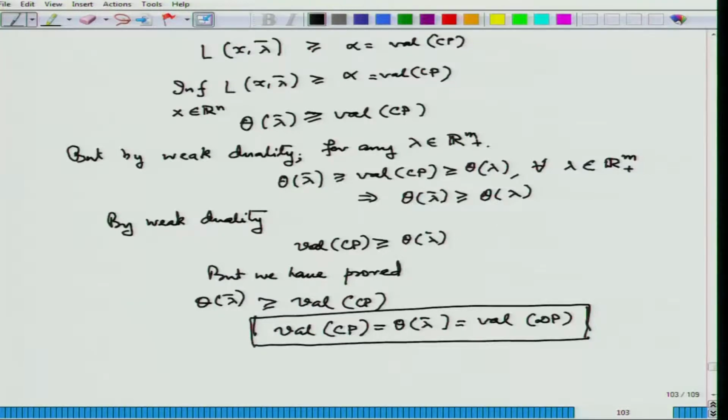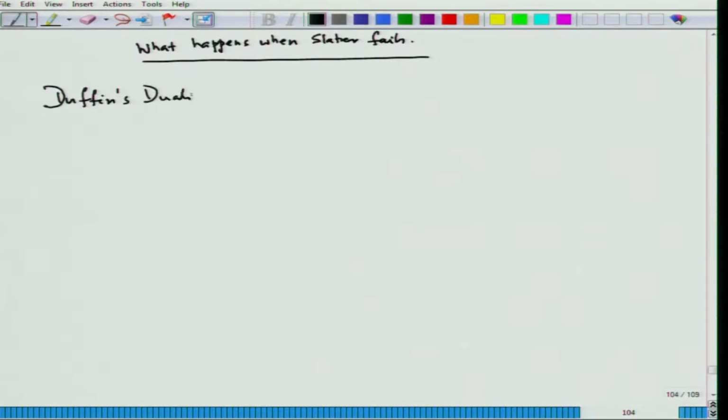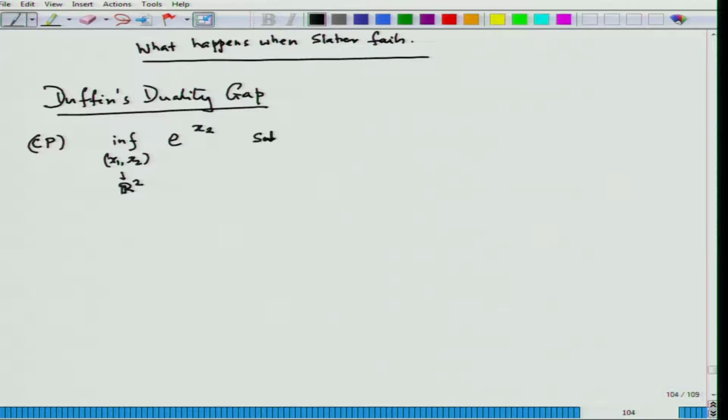Now, we are going to give an example of what would happen even in the case of convex programming when Slater fails. So, what happens when Slater fails? Let me write down, this example is famous in optimization literature as Duffin's duality gap. Here is a problem, original problem P or Cp, is to find the infimum over x1 x2, both in R, so this is in R2, subject to root over x1 square plus x2 square is less than or equal to x1.